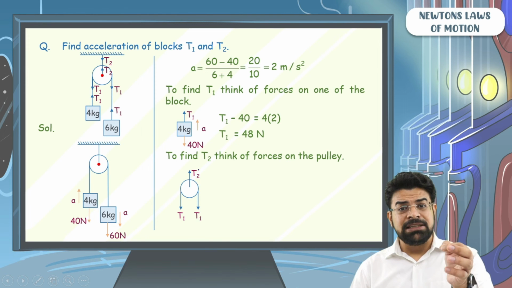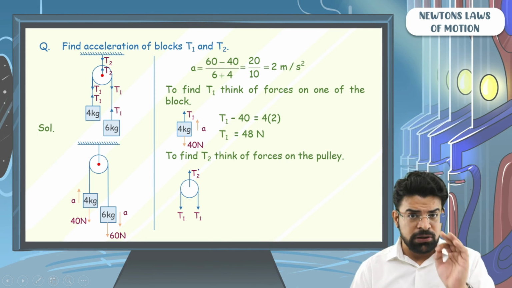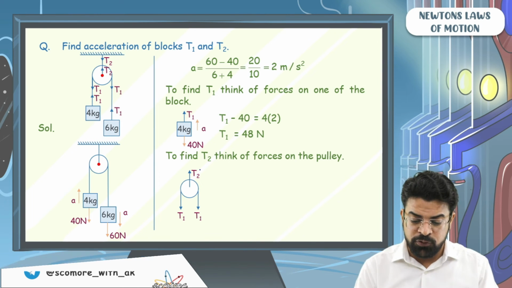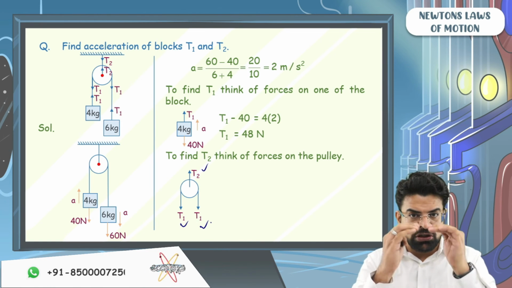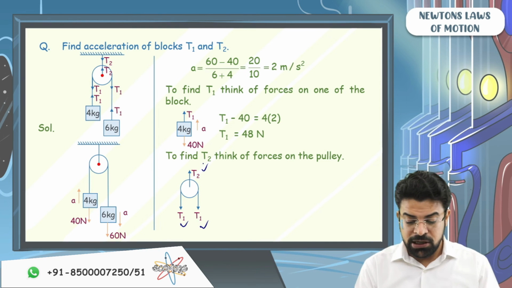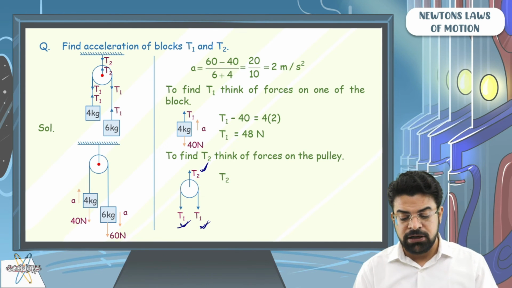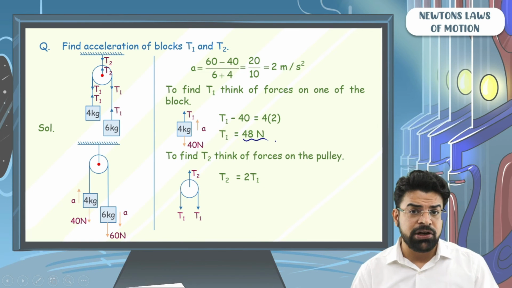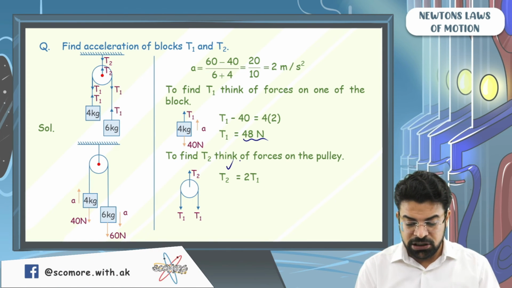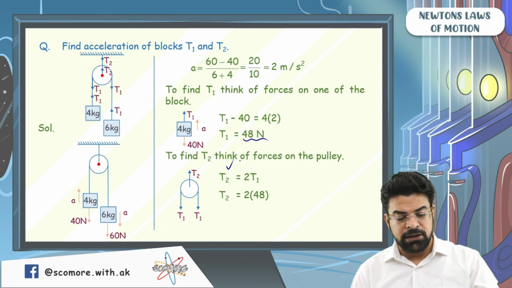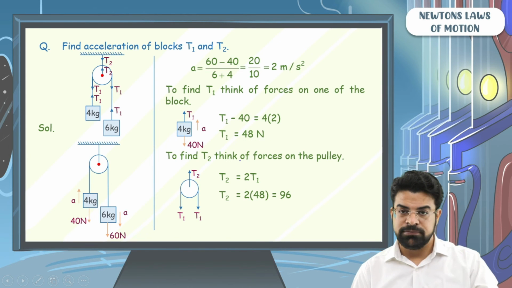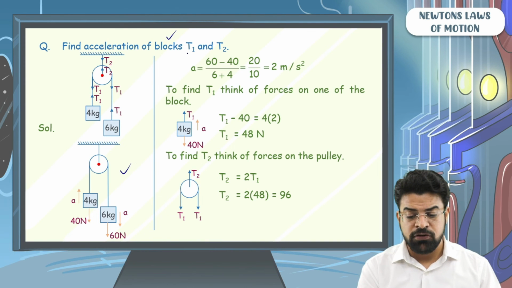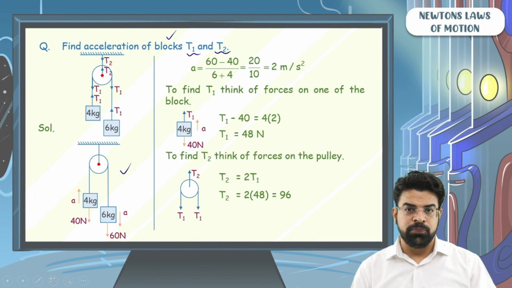If the pulley is in equilibrium, then the net force on the pulley has to be 0. If the net force on the pulley has to be 0, then the force in upward direction should be equal to the force in downward direction. Hence, you can say that T2 has to be equal to T1 plus T1. Hence, T2 has to be equal to 2T1. Since we have found that T1 is 48 Newton, the tension T2 comes out to be 2 into 48, that is 96 Newton. So now, using the equation along the string, we have found the acceleration of both the blocks as well as T1 and T2.